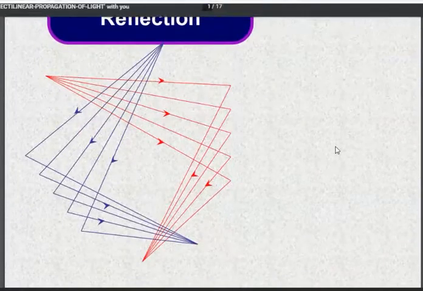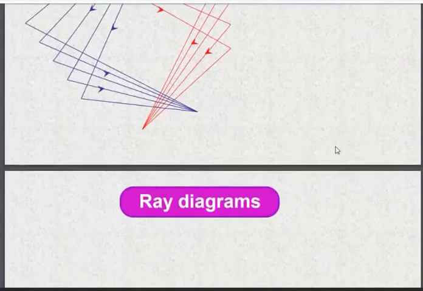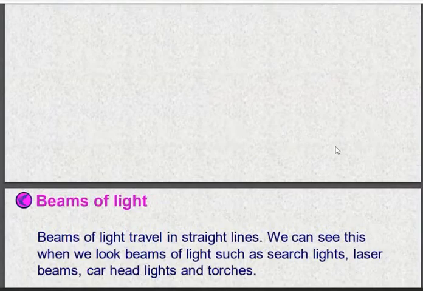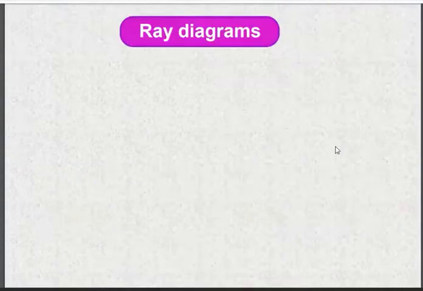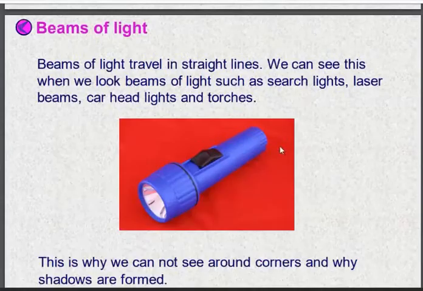Okay, so I am recapping the topics. First of all, we have to learn about the ray diagram and beam of light. What is beam of light? First of all, let us discuss that.